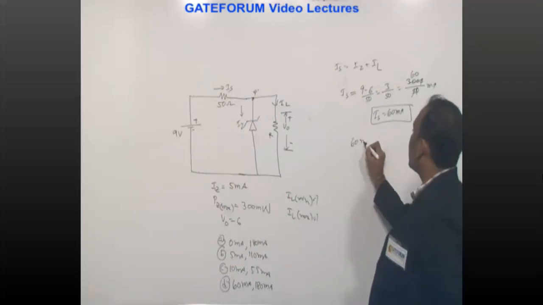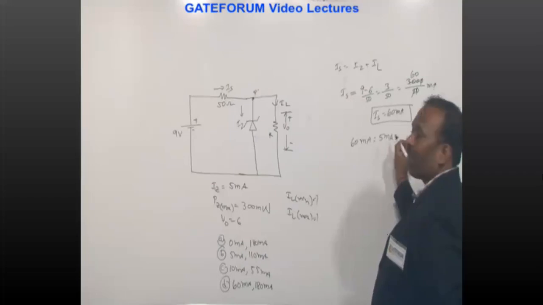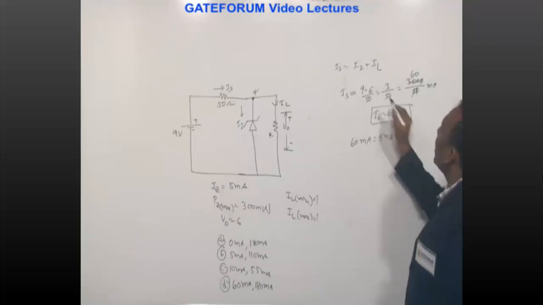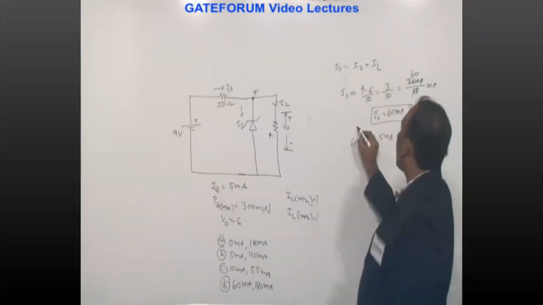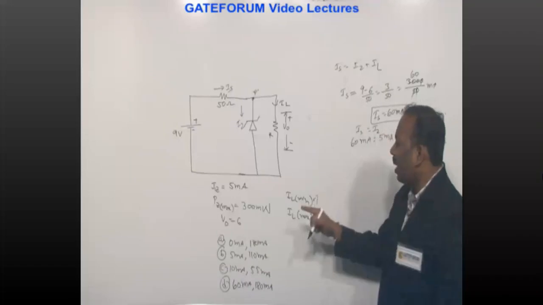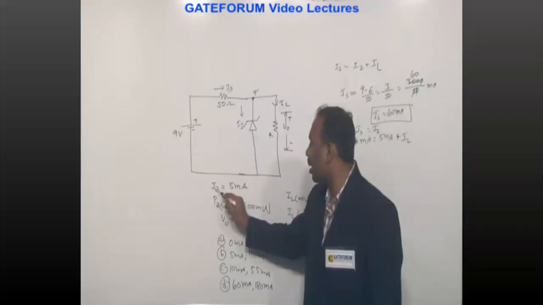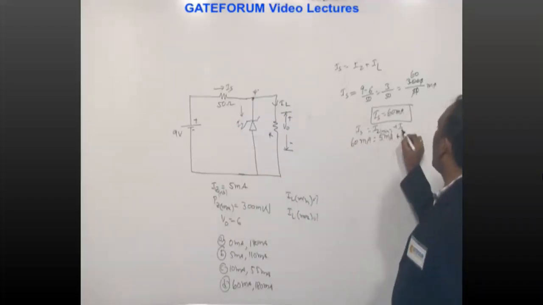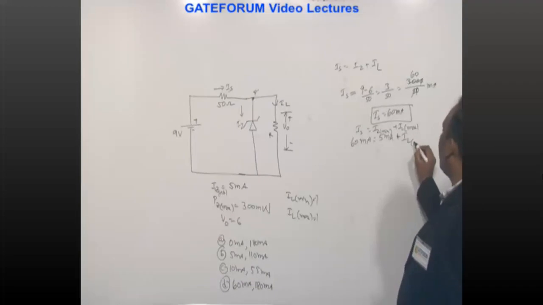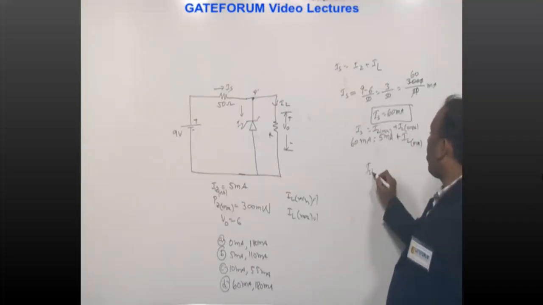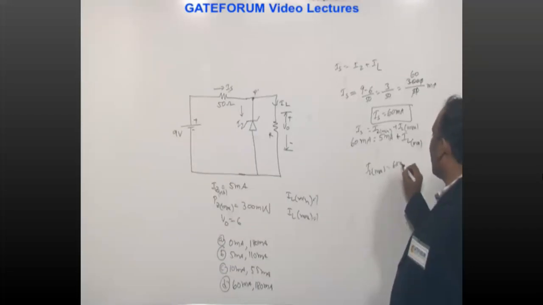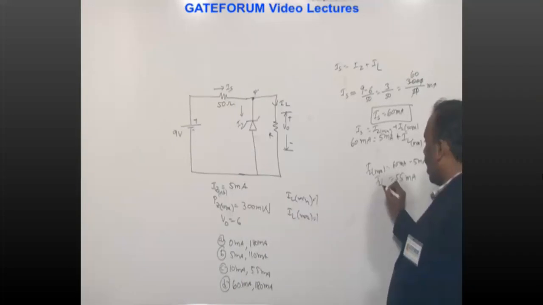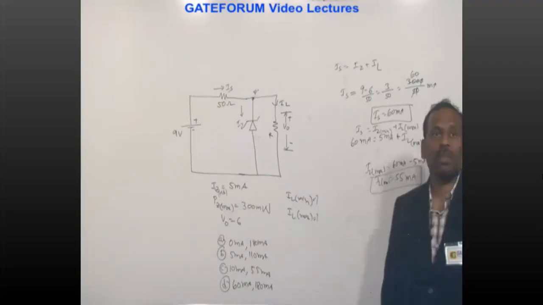Now, IZ is minimum at 5 milliamperes; therefore IL is maximum. Once again the formula: IS equals IZ plus IL. Here the minimum Zener current IZ min is given, so compulsorily it corresponds to IL max. Therefore IL max equals 60 milliamperes minus 5 milliamperes, which is 55 milliamperes.